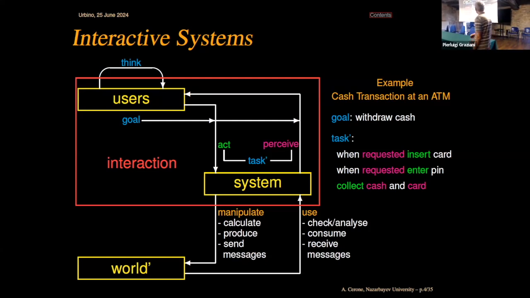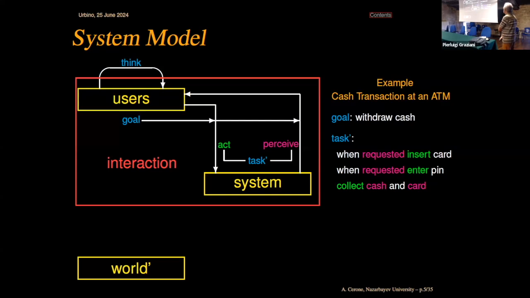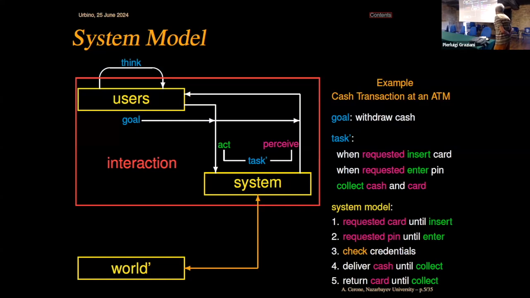Okay, so let's try to focus on the interaction. Now you see, even the world in reality changes because before we had the cashier, we had the physical bank, and now we have a card, we have different things. So many things change, but we don't really consider them. We consider the system and what is actually visible in the system. Now, the system has to be modeled in some way, because the model I gave here is the model of the task, of what the user has to do.